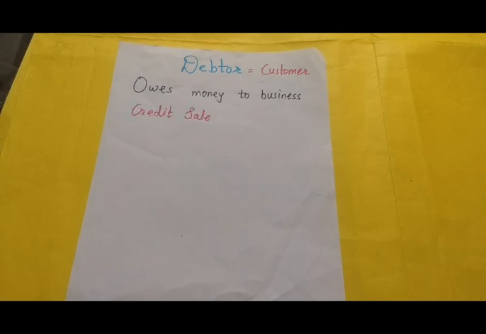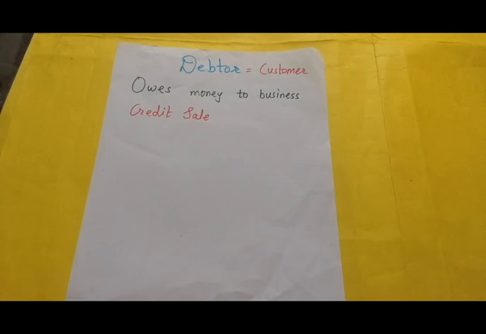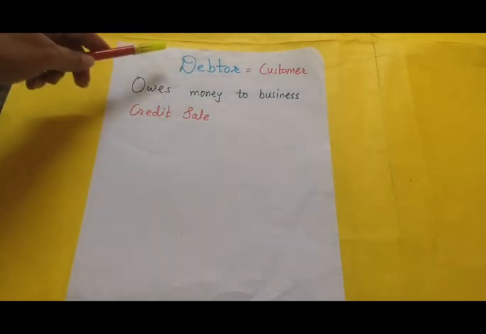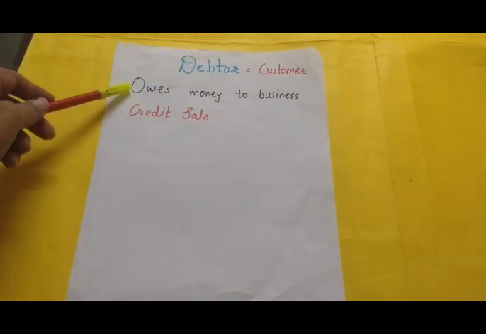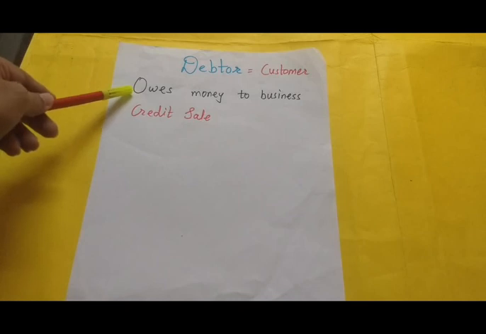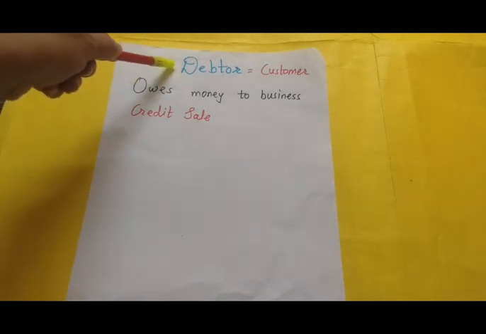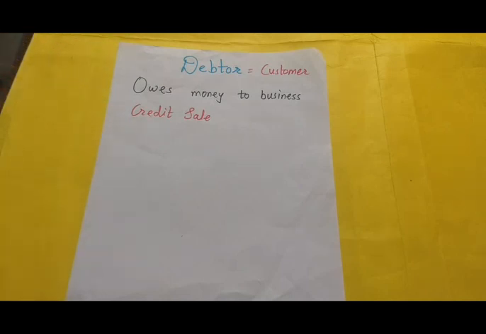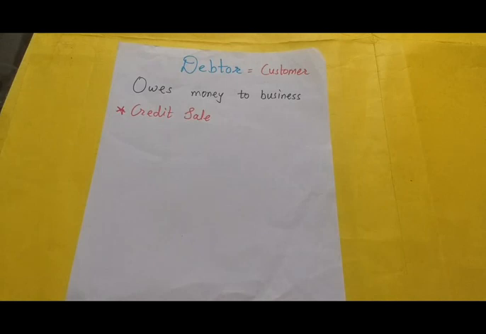In the previous few minutes, I have told you that if a person pays you the money, it turns into a cash transaction. But a debtor is a person who is your customer. He is supposed to give us money, so he owes money to the business. This happens only in a credit transaction. So a debtor arises when it is a credit sale. This is very important. If there is a credit sale, then only the debtor will come into the picture.